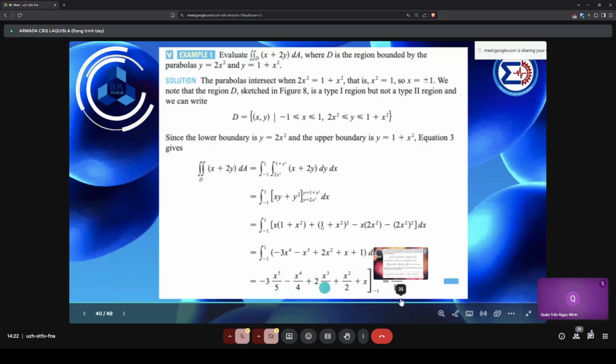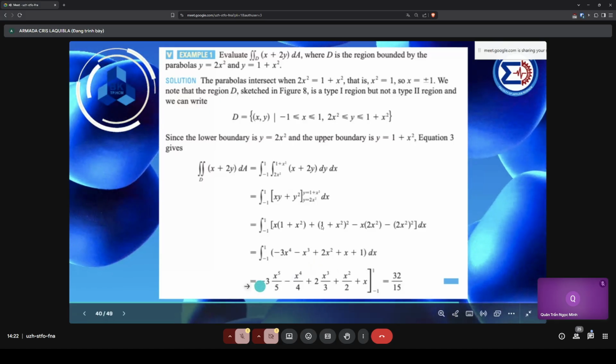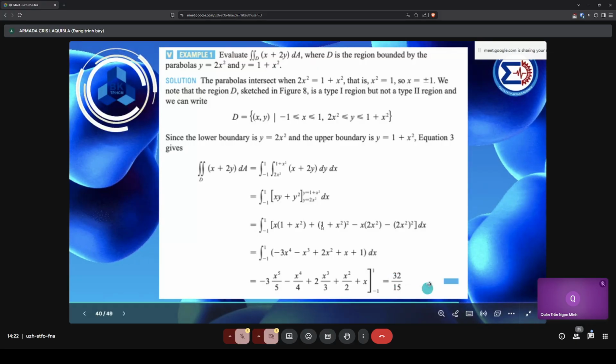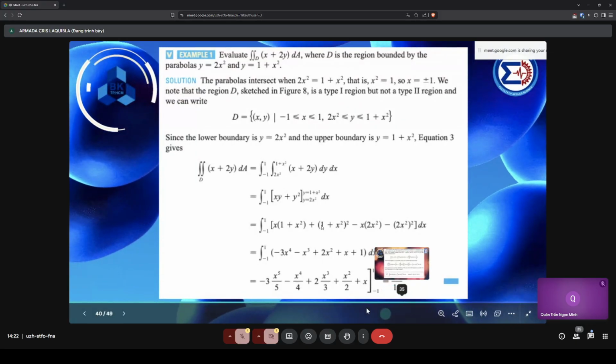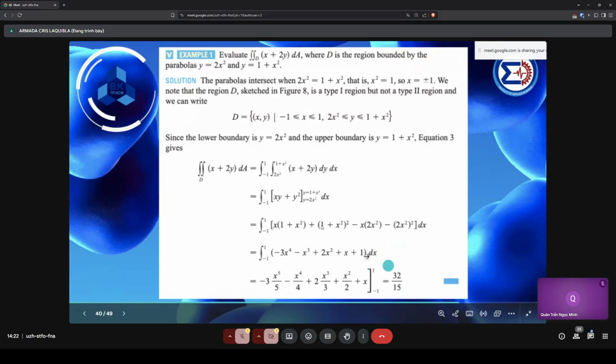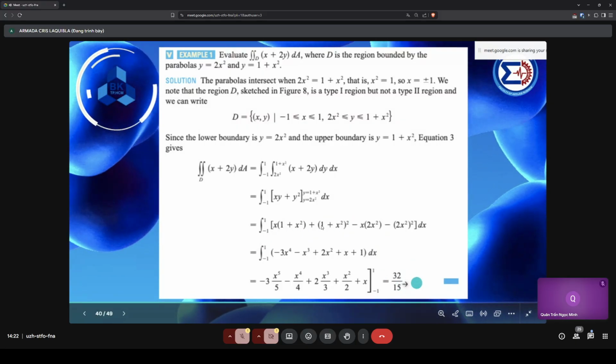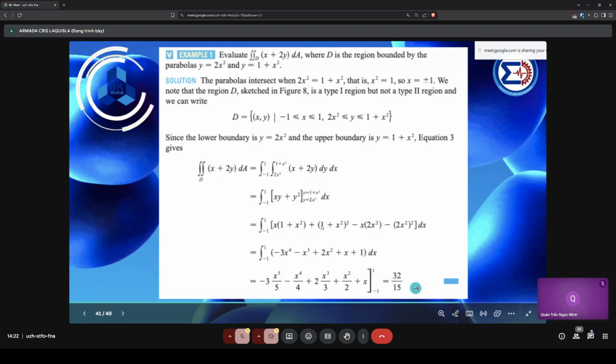So first substitute 1, then minus you substitute the negative 1. And your result there becomes 32 over 15. Okay? But if you solve this using your calculator, it will give you automatically 32 over 15. Okay, next.